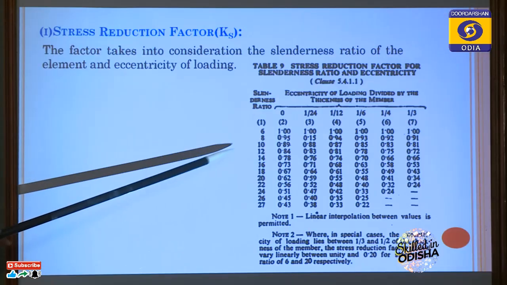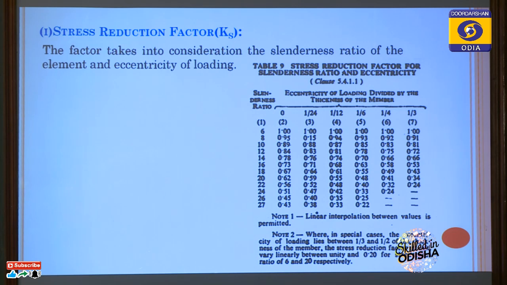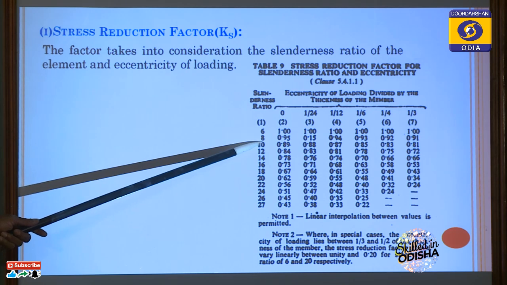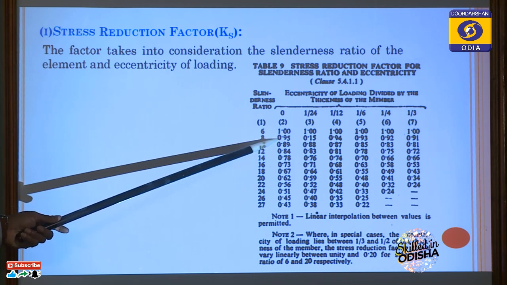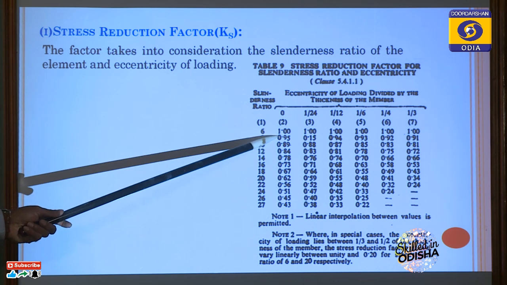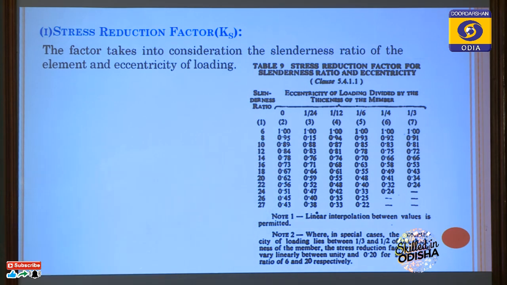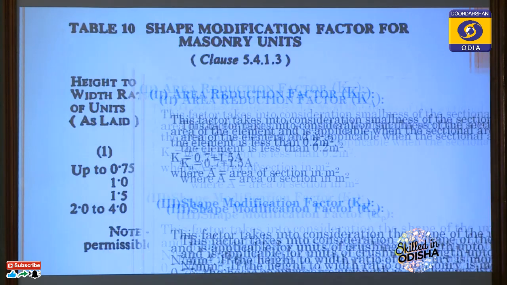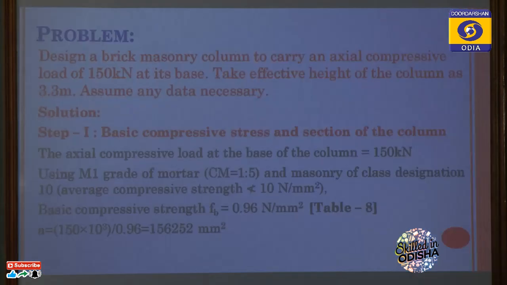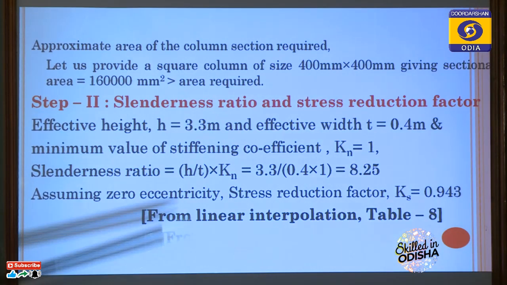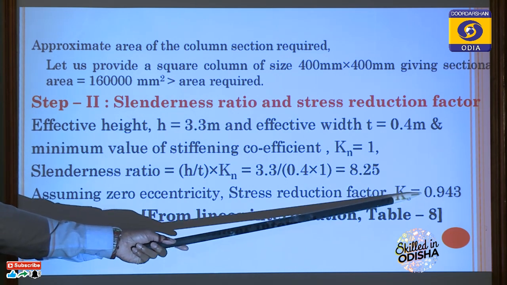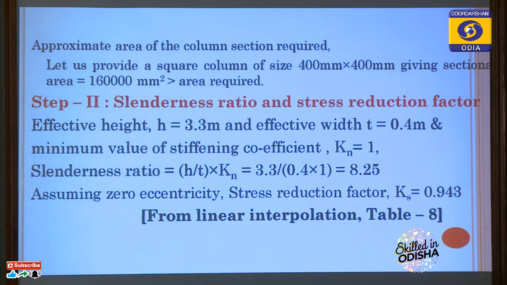So see here, our slenderness ratio is 8.25, and this is 8 and 10. For 0 eccentricity it is 0.95 and 0.89. So in between 0.95 and 0.89 we have to use linear interpolation. Using that linear interpolation, the stress reduction factor is calculated as 0.943. So from linear interpolation from table 8, I have calculated this.